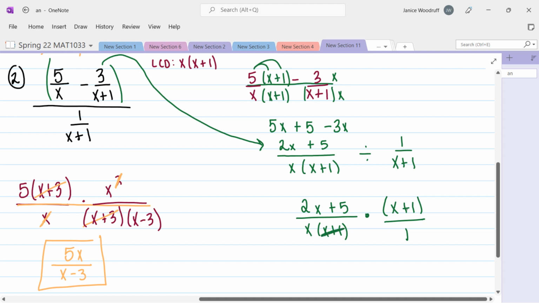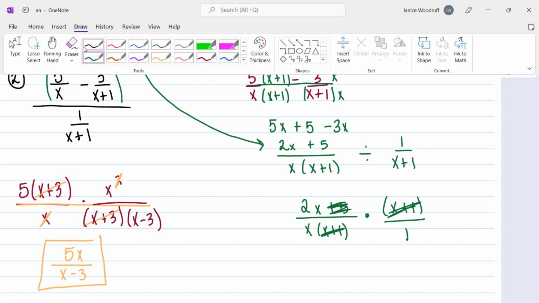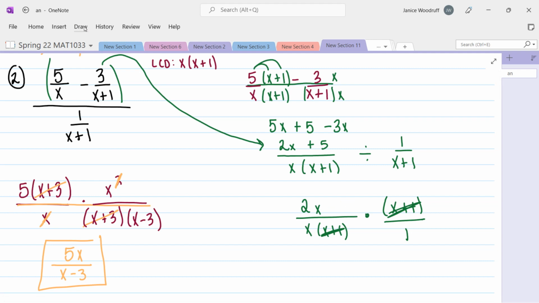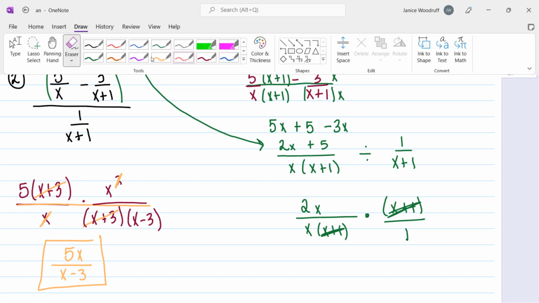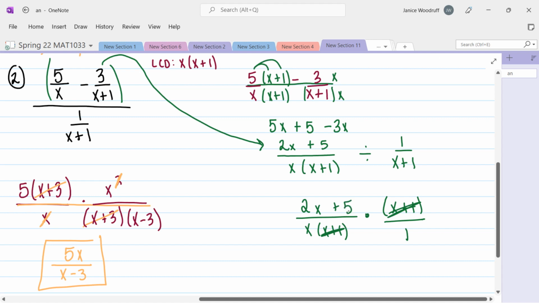So my x plus 1's can cancel. Can I cancel anything else? Cannot cancel the x's because this 2x is attached to the plus 5. So when it's attached with a plus sign, it is not singular. If this was just 2x and that was gone, like that would be fine. But because of the plus 5, this is a binomial. It is attached. So the answer there is just going to be 2x plus 5 over x, just like that. We can just ignore the 1.